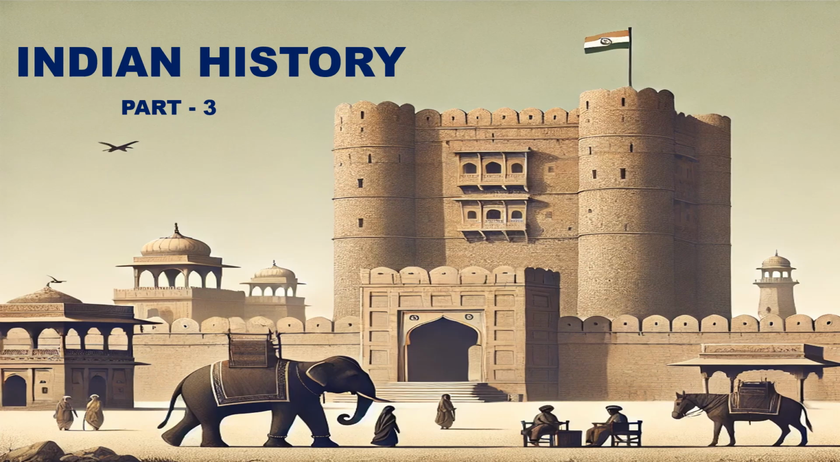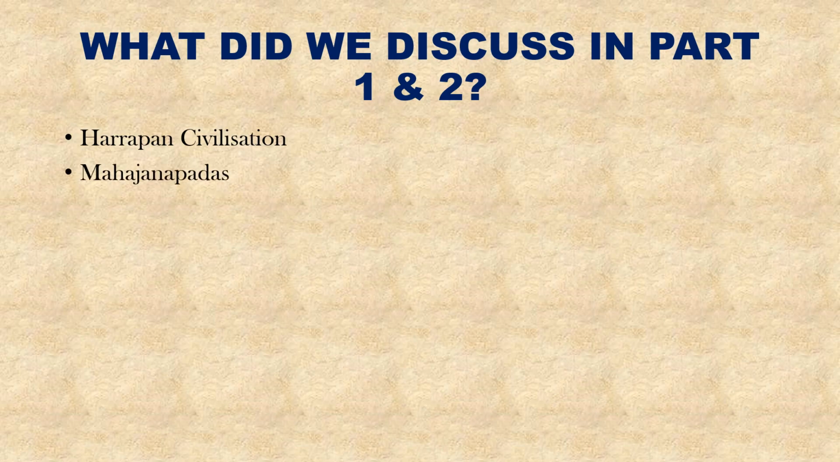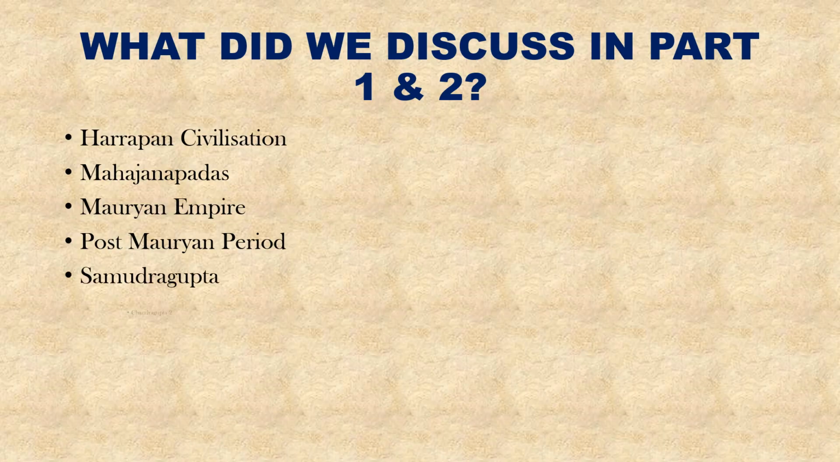In this episode, we will dive into medieval India, a time of empires, battles and cultural transformations. Let's begin. Before we move forward, let's quickly recall what we discussed earlier in part 1 and 2. We discussed the Harappan civilization, Mahajanapadas, the Mauryan Empire, post-Mauryan period, and key rulers like Samudragupta, Chandragupta II, also known as Vikramaditya, and Harshavardhana. Now let's explore medieval India.